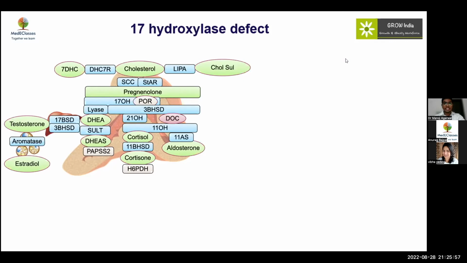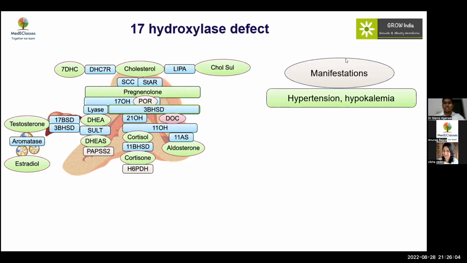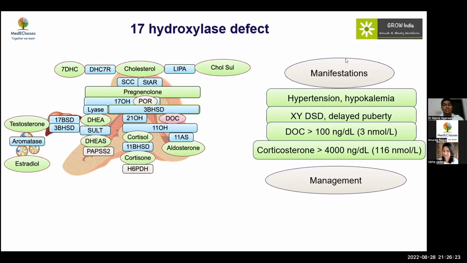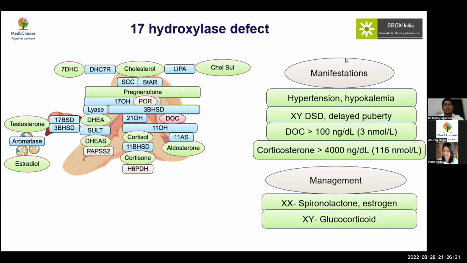Now, the second entity is 17 hydroxylase deficiency, which looks like 11 hydroxylase deficiency. This patient has similar manifestations. It presents with hypertension and hypokalemia, with no androgen production. The boy child presents with 46,XY DSD, and there will be delayed puberty in the girl. Diagnosis is made by high DOC level and high corticosterone level. To manage this condition, we need to start with an aldosterone receptor antagonist, which is spironolactone, in the girl child. And for the boy, we need to start glucocorticoids.